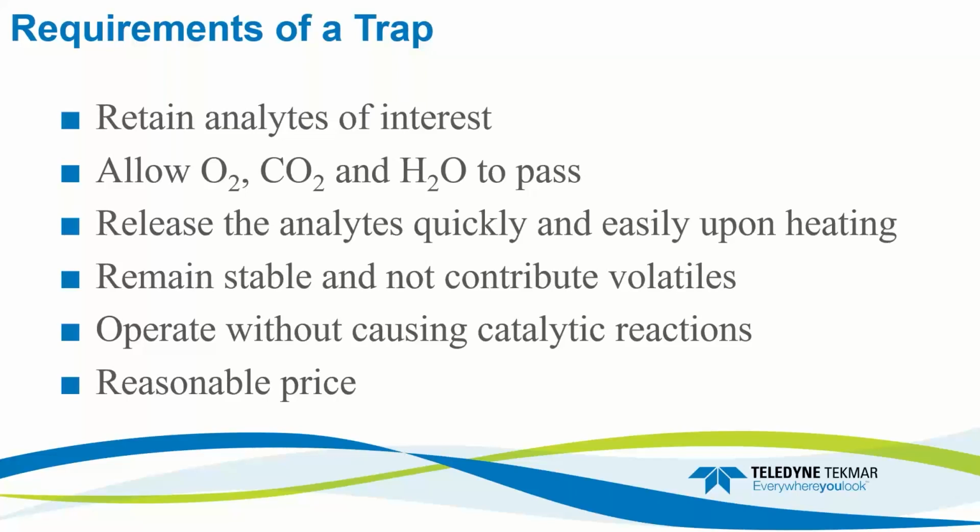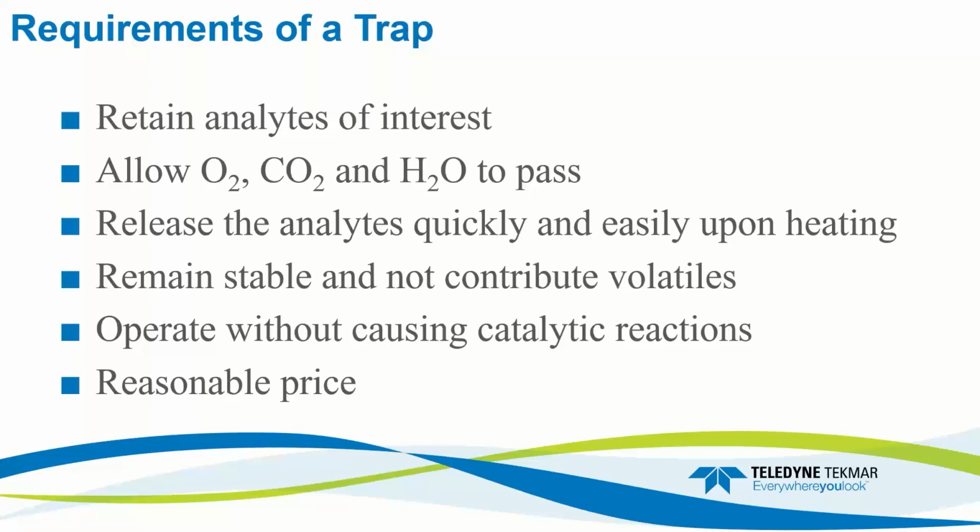The trap is responsible for retaining the VOCs of interest during the purge cycle and then releasing them quickly to the GC upon heating. So there are a few basic things that all analytical traps need to do. Most importantly, it must retain all of the compounds of interest, but we don't want it to trap everything. We want our traps to exclude specific things like oxygen, carbon dioxide, and water vapor. We definitely don't want those to pass through the trap unimpeded because we don't want to introduce these to the GC, especially if we're using a mass spec. We want the trap to release these analytes quickly and easily upon heating. All of our traps will retain compounds of interest at room temperature, and then as they're heated, they'll release them.